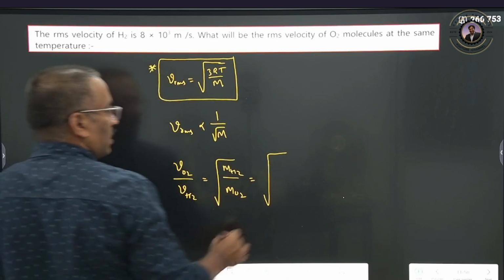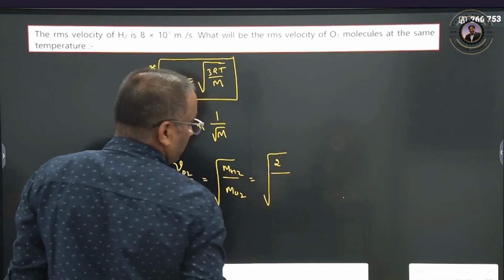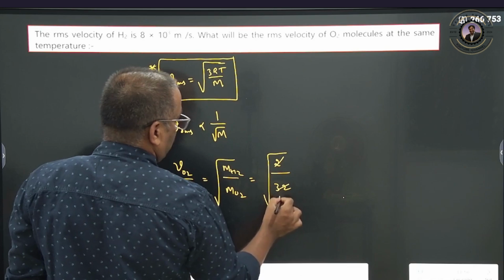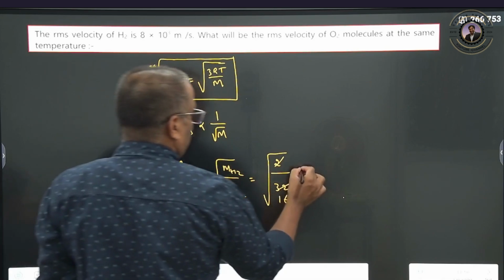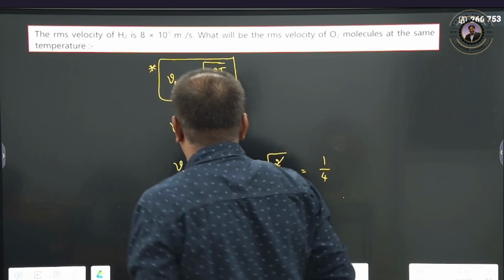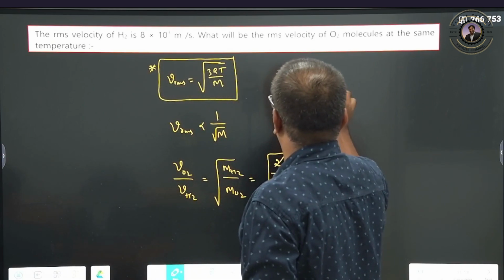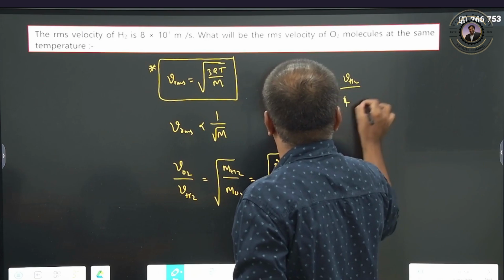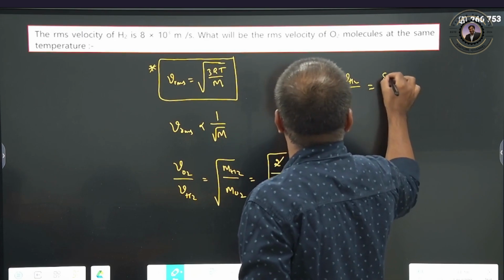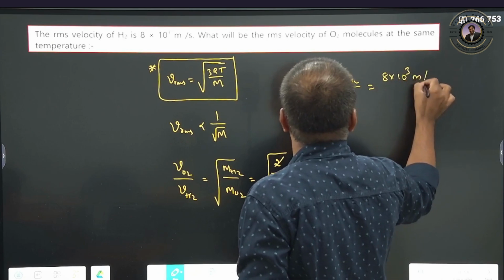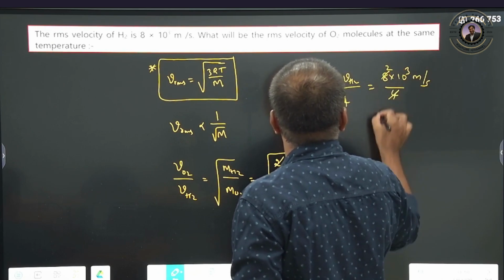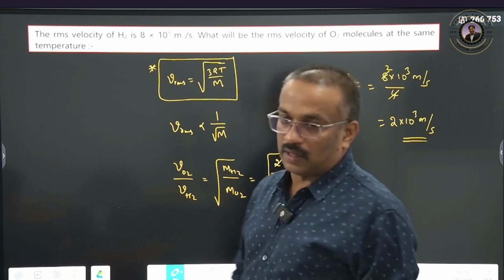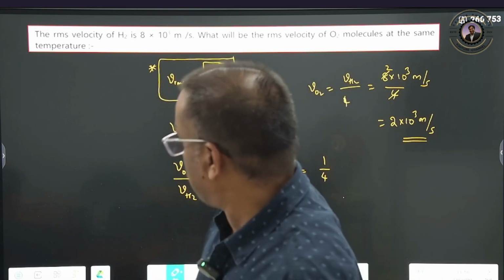Hydrogen gas is 2 and oxygen gas is 32, so the ratio is 16 under the root, which gives 1 by 4. So VO2 equals VH2 divided by 4. VH2 is 8 into 10 to the power of 3 meters per second, divided by 4, which is 2 into 10 to the power of 3 meters per second. This is your answer. Clear?